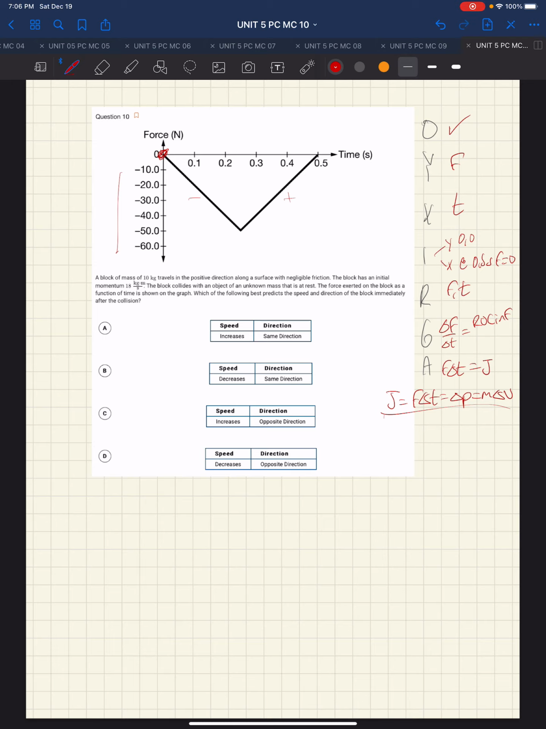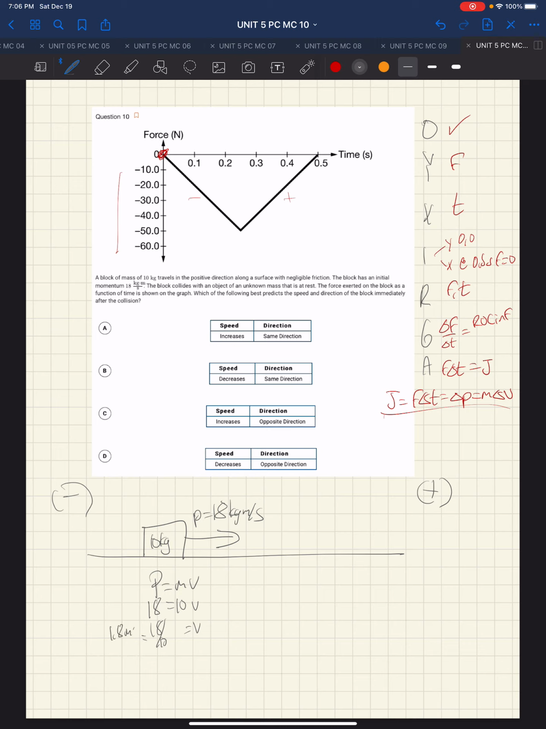So we have a block of mass 10. So we'll draw this out. We have a block of mass 10 kilograms, positive direction, on the surface with no friction. The block has an initial momentum of 18 kilogram meters per second. Well, if momentum is mv, we have a mass of 10 and the momentum is 18, then the velocity is 18 over 10, or 1.8 meters per second. That's just something we know. It collides with an object of unknown mass that is at rest.